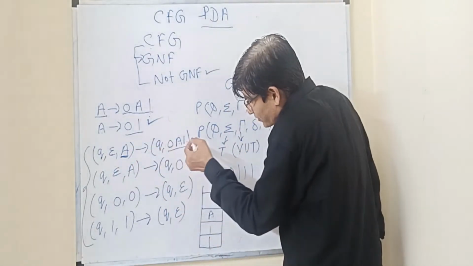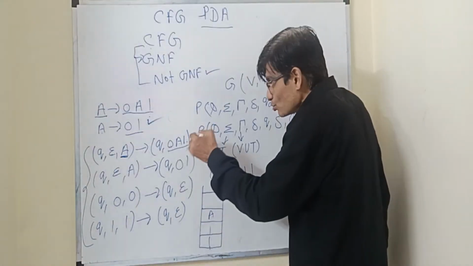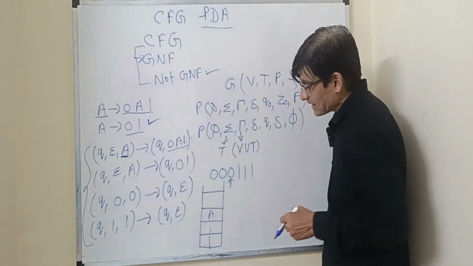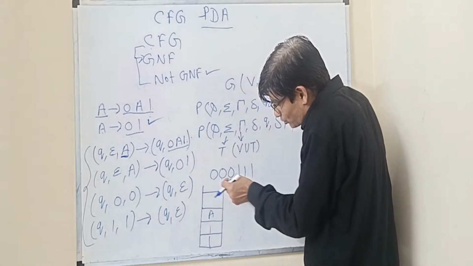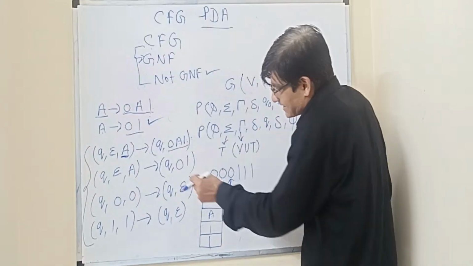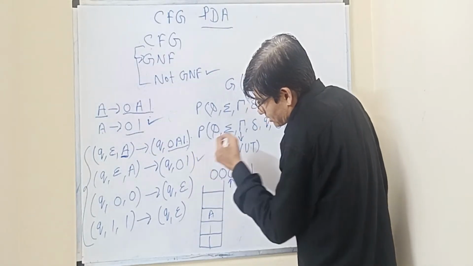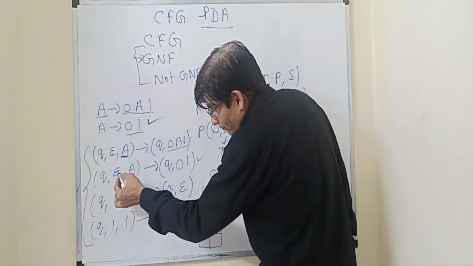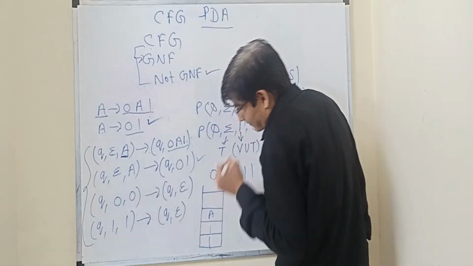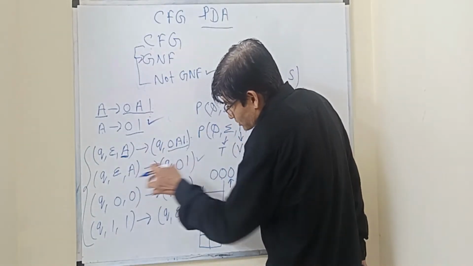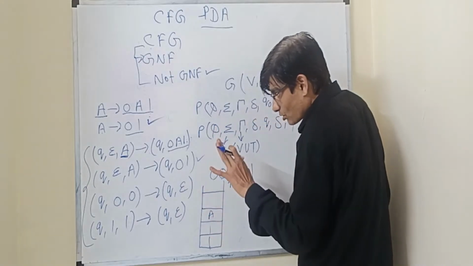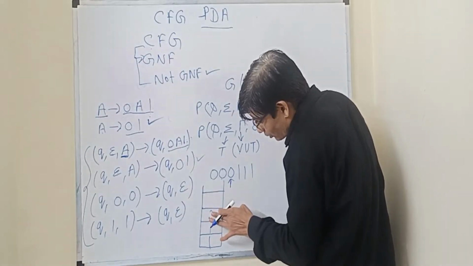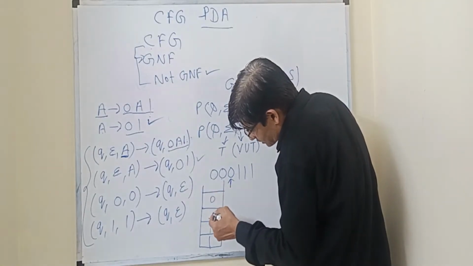Both times we use the first transition. We will again use the first transition ideally, but as I can see here, we need to generate 3 zeros only. So this time I can use this transition. Now we are on Q, we are reading epsilon, and the stack top is A. So this time we will use this transition and we will stay on Q, but we will push 0 1 onto the stack.